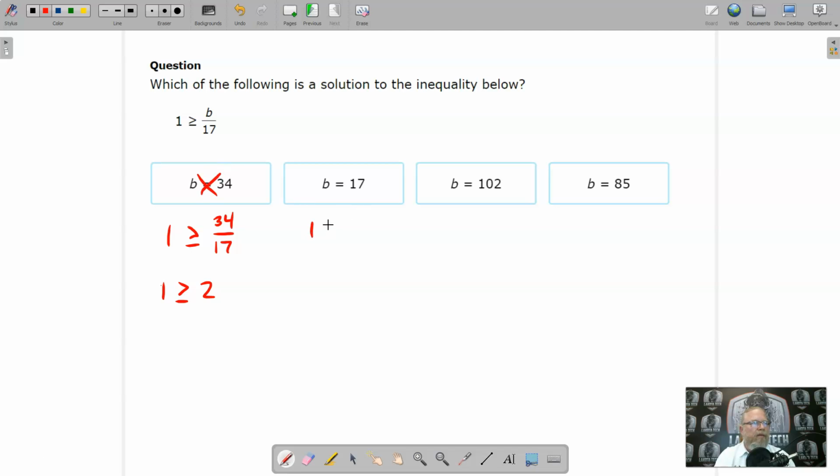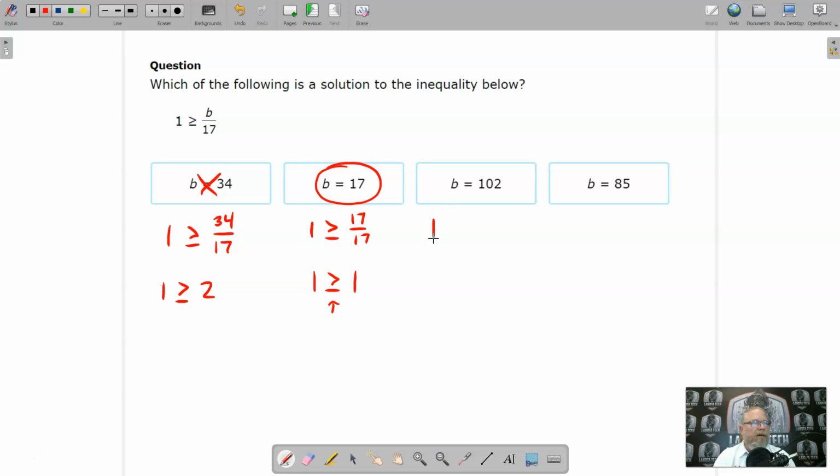On this one here, 1 is greater than or equal to 17 over 17. Well, I know that any number over itself is equal to 1, right? So 17 over 17 is 1. So is 1 greater than or equal to 1? Indeed, 1 is equal to 1. And you can see we do have the concept of equality there. So it can be equal. So therefore, this is a solution.